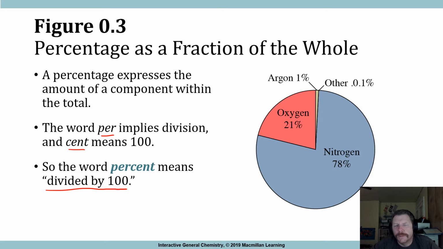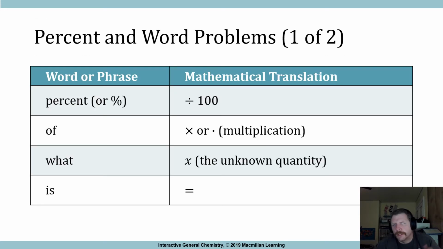Okay, so this right here shows a pie chart or a pie graph of the air in our atmosphere. 78% nitrogen, 21% oxygen, and 0.1% other, and 1% argon. That does have some chemical relevance, but don't worry about it for the time being.